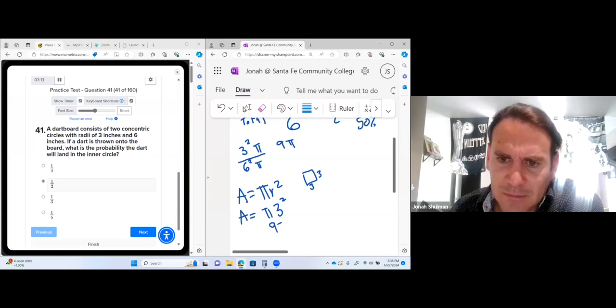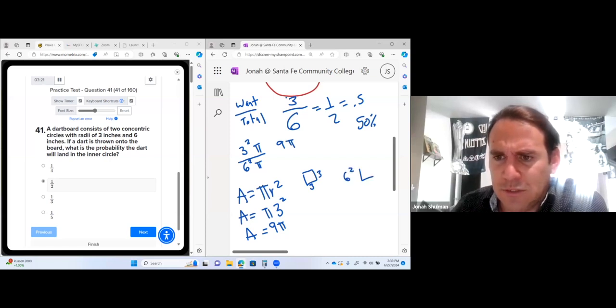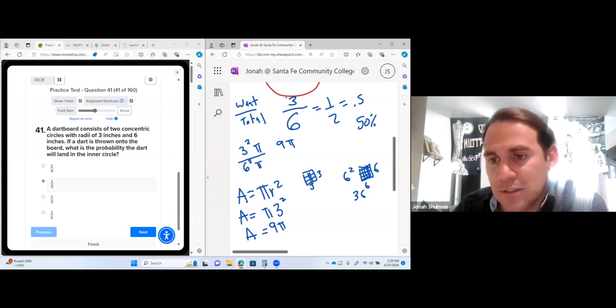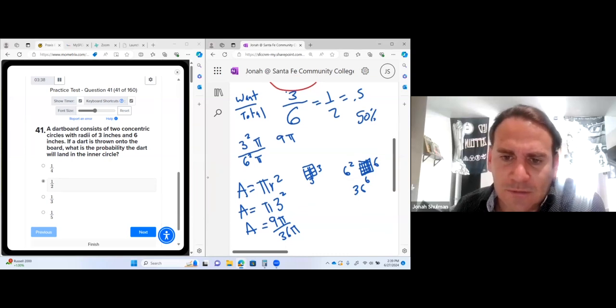So the top is 9 pi's. That's a little circle. The other one is 6 squared, which is 6 by 6. So this is 36 boxes. That's how it works. You can see it's 9 boxes, 36 boxes. Now the other one is 36, right?